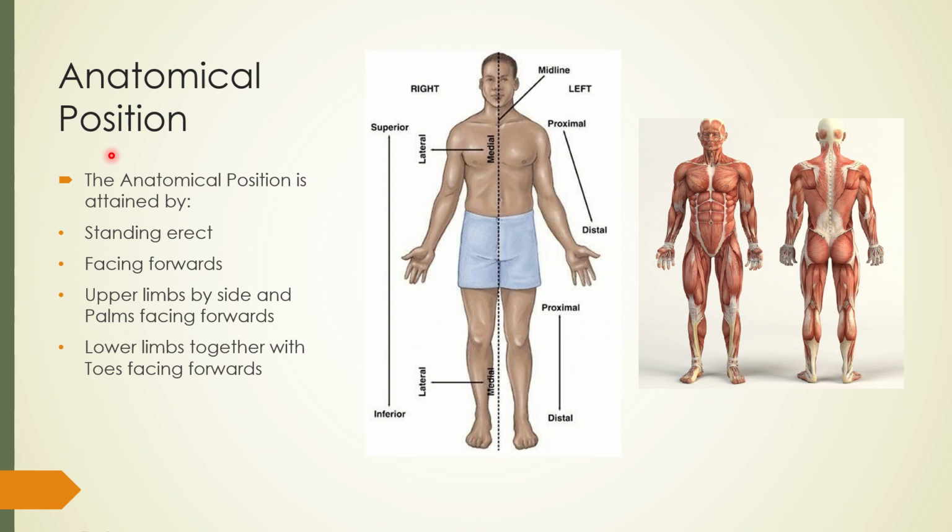Anatomical position is attained by standing erect, facing forwards, upper limbs by the side, the palms should face forward, this aspect of our hand should face forward, and the lower limbs together with toes facing forwards. The person should be erect, the face should be forwards, the upper limbs by the side, the palm should be forwards, the lower limbs by the side together, and the toe should be forward.